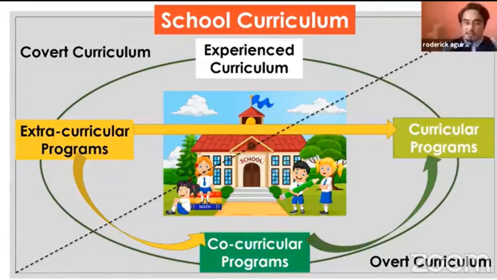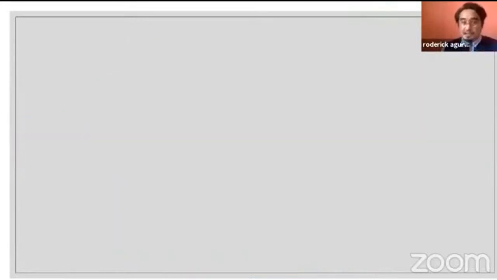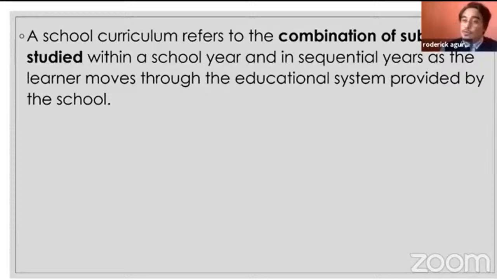So in reality, when we talk about school curriculum, let's just summarize that. A school curriculum refers to the combination of subjects studied within a school year and in sequential years as the learner moves through the educational system provided by the school. I think the K-12 curriculum guides and the MELCs have given us the sequential years, the sequential competencies and standards for each subject.